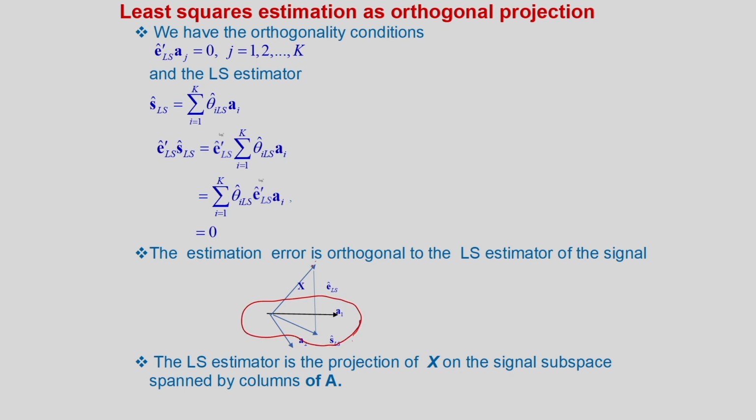Now, x is the data vector. We project x to this space, and if we call this space S2, then we project x to S2 such that this error part is orthogonal to this estimate. So, this is the error, and the error is orthogonal to this estimate. This is the estimation, which we obtain by projecting x on this subspace. In that manner, the LS estimator can be interpreted as the projection of the data vector to the subspace spanned by the columns of the A matrix.